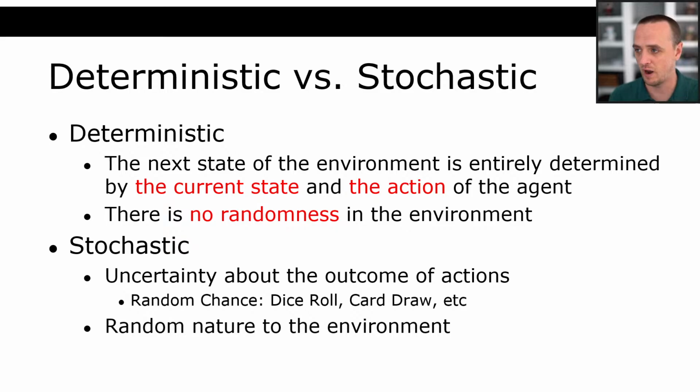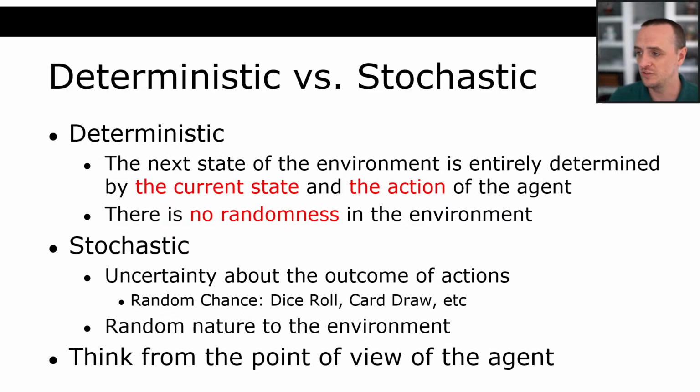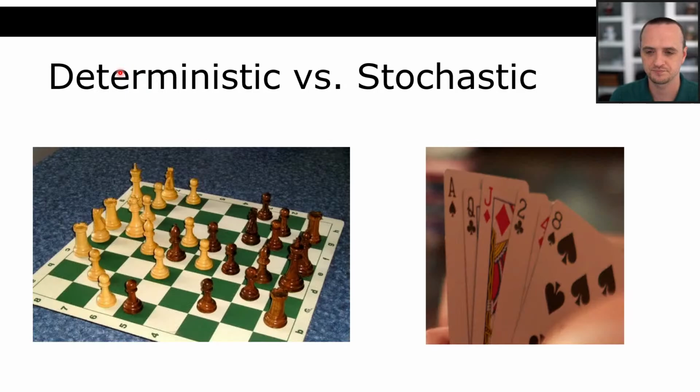If I'm playing backgammon or Monopoly and I choose to roll dice, the action that I take was roll the dice, but the outcome of that action is stochastic. It's random. And think about that from the point of view of the agent. If the agent takes the action, if they are always 100% certain of the outcome of that action, then it's deterministic. Otherwise, it's stochastic.